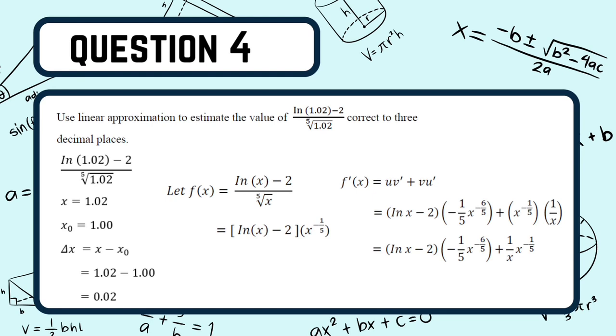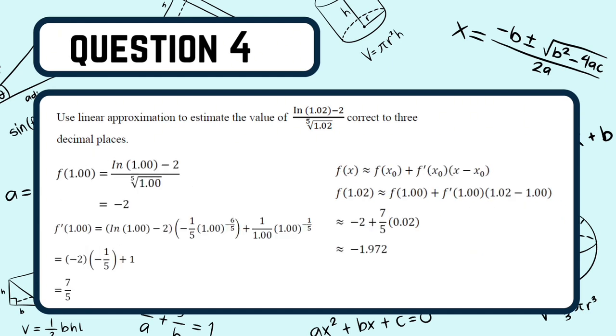For the next step, we need to find f prime x and differentiate it again from our f(x) answer. As you can see, we need to use the product rule. So the formula is uv prime plus vu prime. Then f prime x is brackets ln x minus 2 brackets times negative 1 over 5 x exponent negative 6 over 5, plus 1 over x exponent negative 1 over 5.